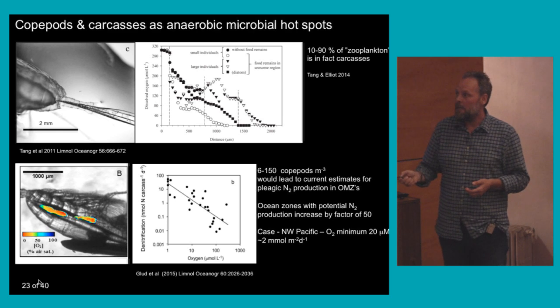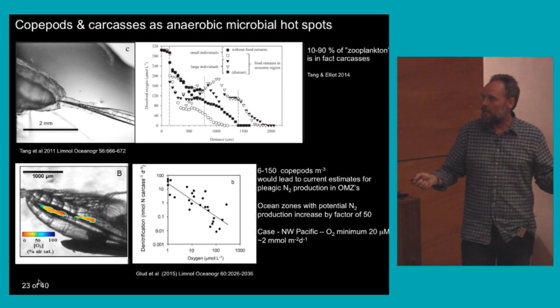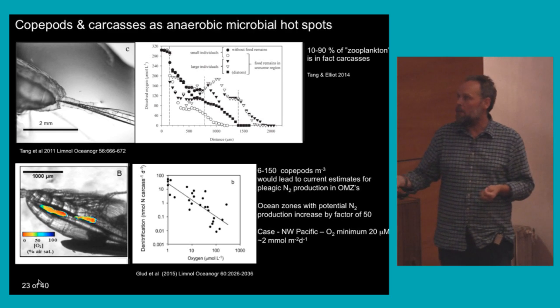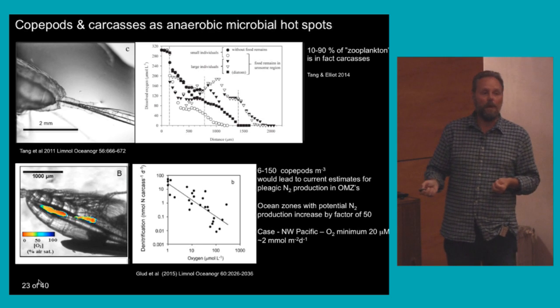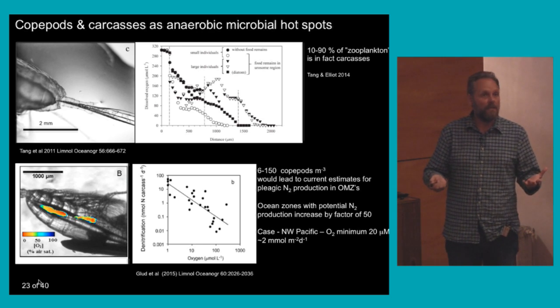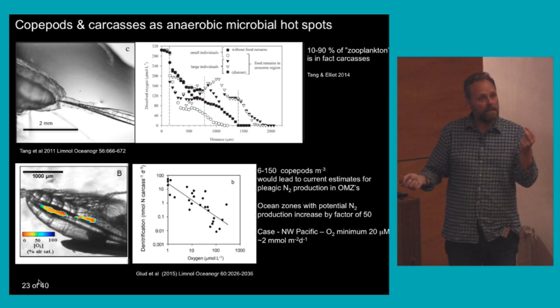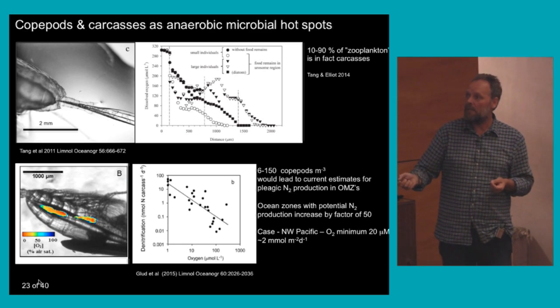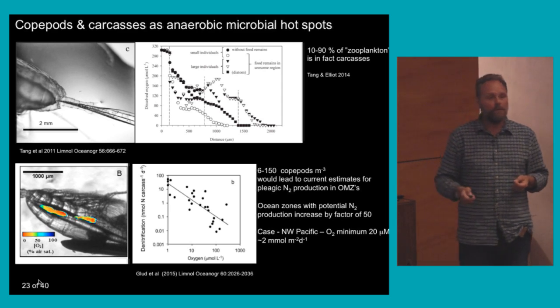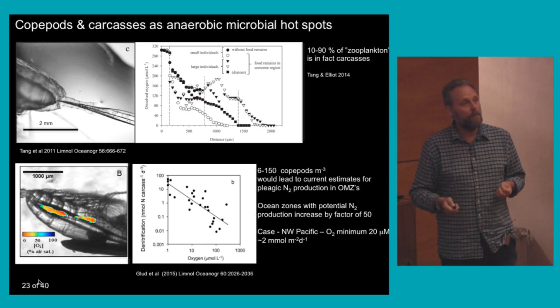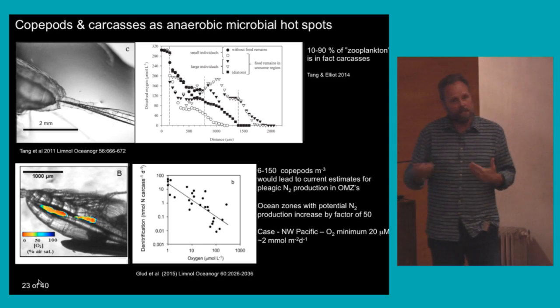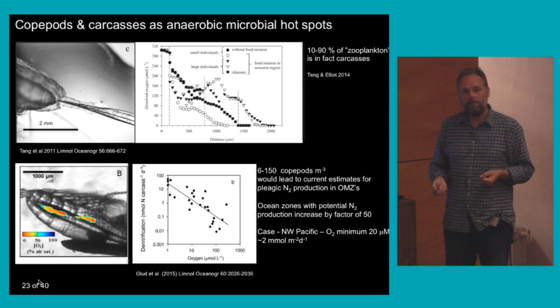And one back-of-the-envelope calculation: if you take the Northwest Pacific, where you have oxygen minimums that reach down to 20 micromolar, not an important player in the nitrogen cycle as such. But if you include the number of carcasses that's actually been counted there and say, well, what if, in a scenario where these carcasses respond in the same way as the ones we investigated here, then it corresponds to about 2 millimolar per square meter per day, which is a denitrification similar to what you measure in many coastal sediments.